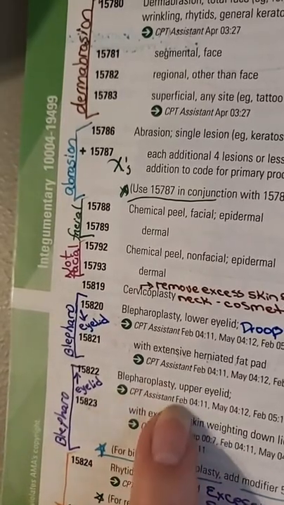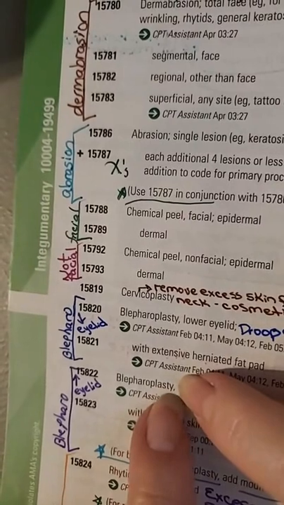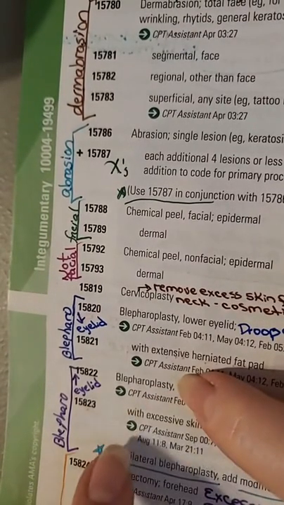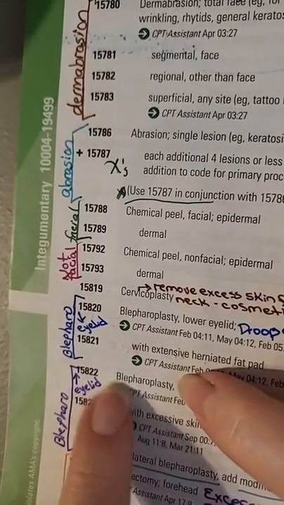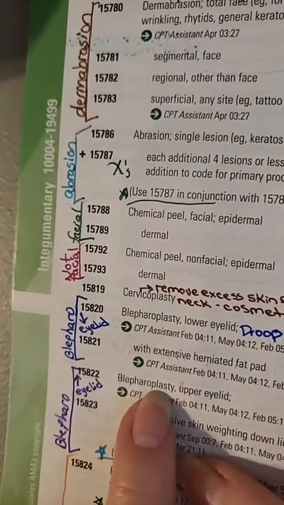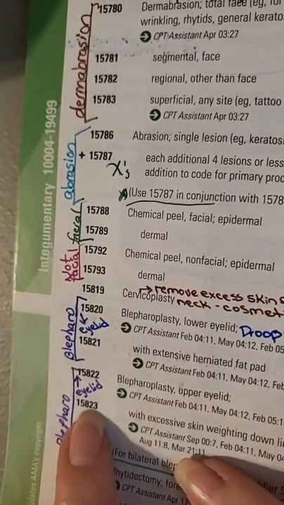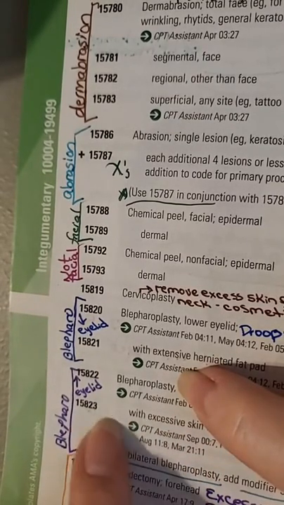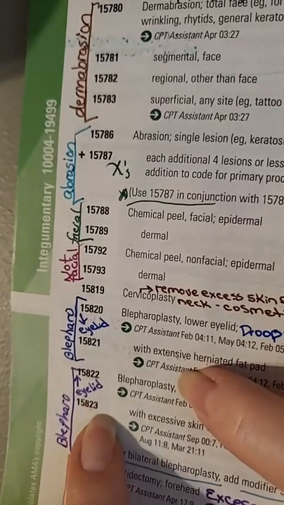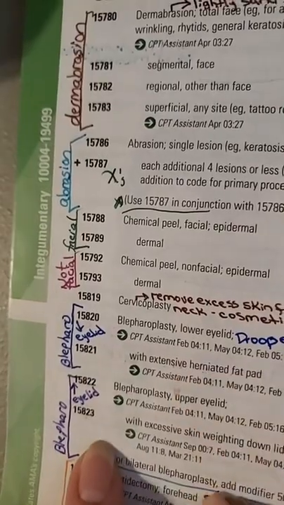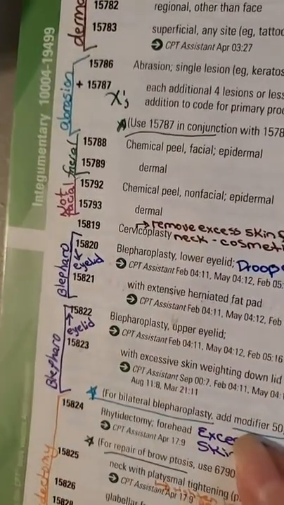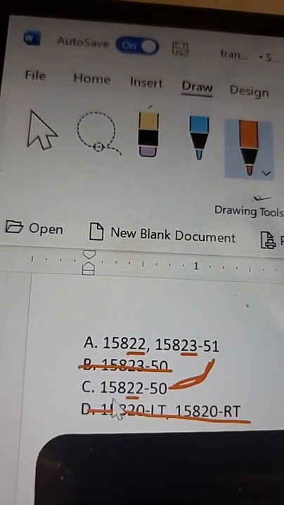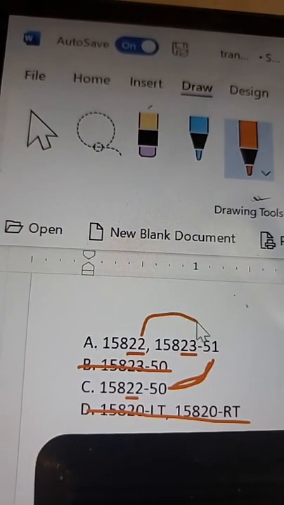Correct, because your parent code gives everything before that semicolon to its child. So 22 is a blepharoplasty of the upper eyelid. 23 is a blepharoplasty for excessive skin weighing down the lid. So they're two separate CPT codes, and you don't code them together. And then we do have that parenthetical that says if it's bilateral, we add modifier 50. So that's all this question is asking you. Do you know that you can't code those two together? So that would eliminate this answer.